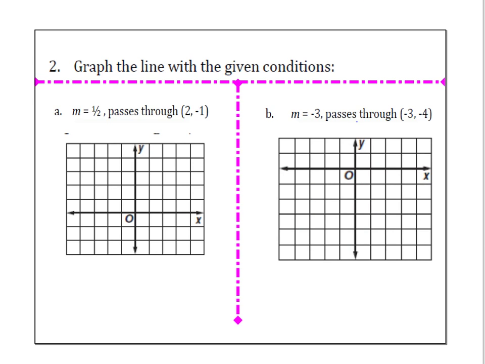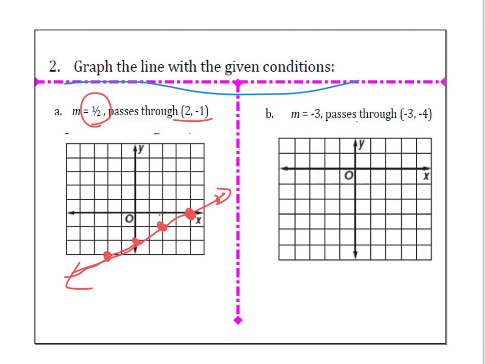So now, graph a line with the given conditions. Letter A passes through (2, -1). So (2, -1) is going to be right here. A slope of 1/2 means I'm going to go up 1 over 2. So there's my next point. Now what I'll do is work backwards and find points there and there, just to give myself a better line to follow. So it should look something like that.